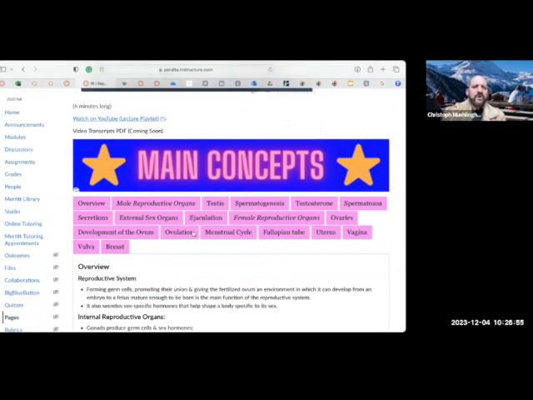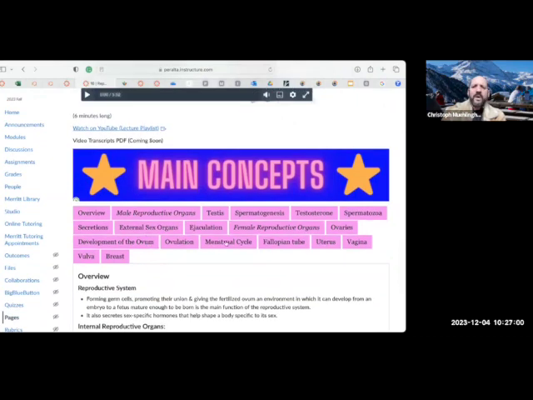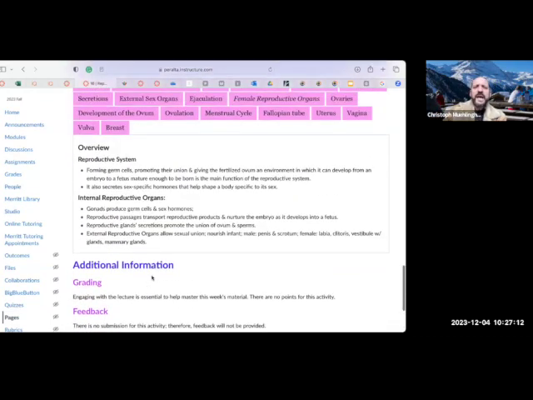We talk a little bit about ovulation, the menstrual cycle, and the fallopian tube in women, and in men, more about how sperm is made and how it is delivered. So you go through that, and a lot of the other stuff is anatomy.